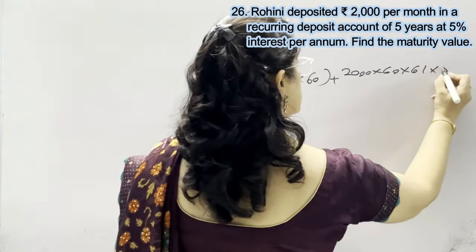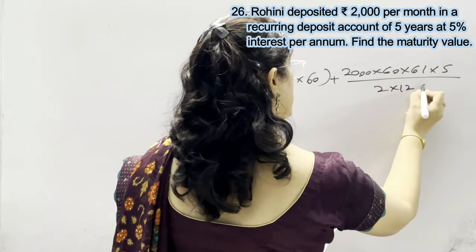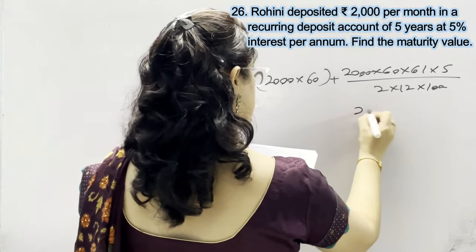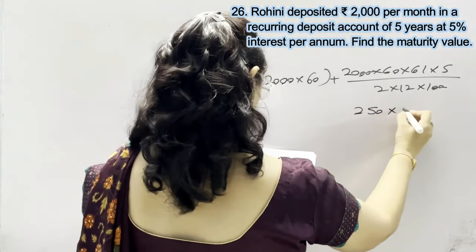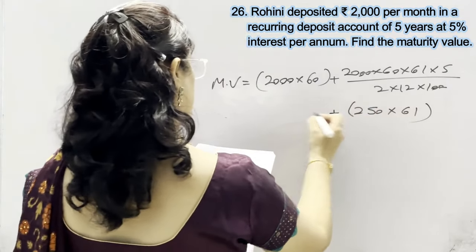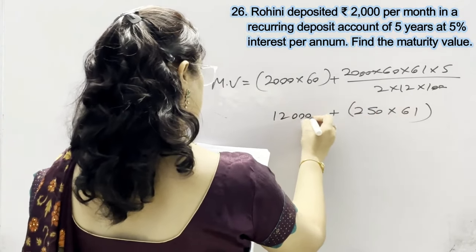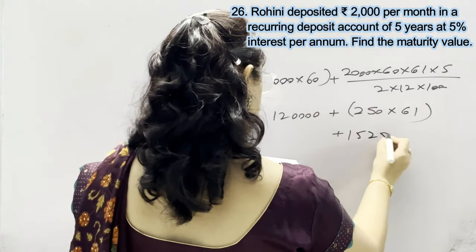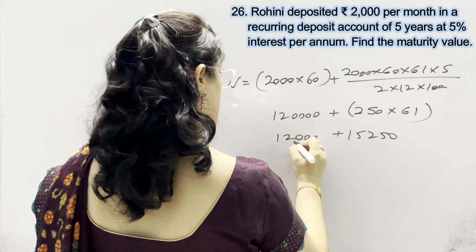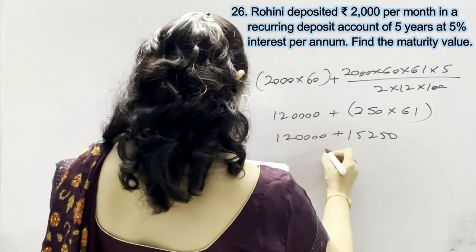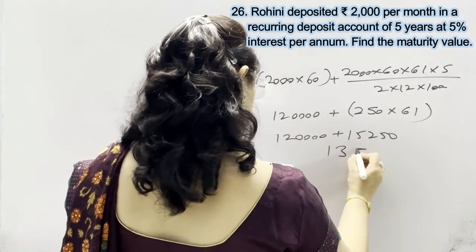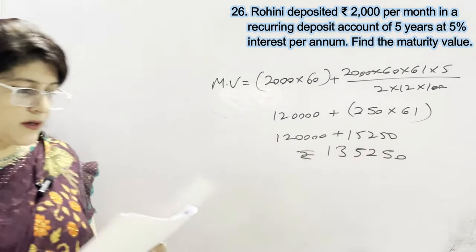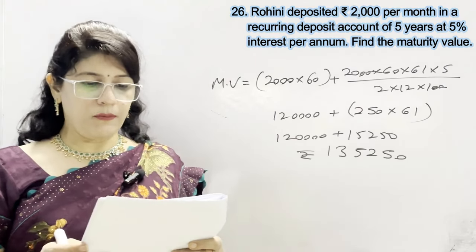And rate of interest is 5%. 2 and 12 and 100. So after calculation, this value comes out to be 250 into 61 plus 12 and then 4 zeros. After multiplication, 15250, and then after adding, value comes out to be 135250 rupees. After 5 years, Rohini will get such a big amount.